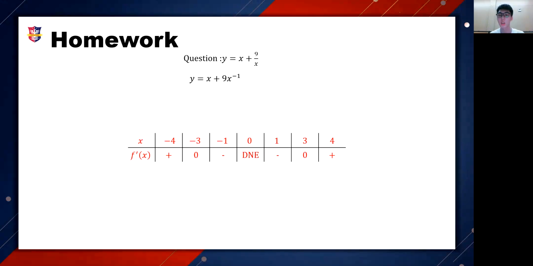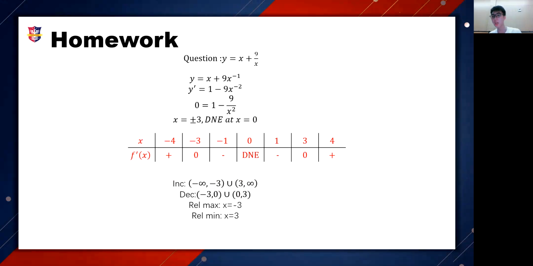Then we solve the entire function, and we got the solutions: x equals positive and negative 3. As a reminder, we cannot ignore that it doesn't exist at x equals 0. So we plug the values into the table, and we got the entire tendency of the graph, like I just showed there. So we got the answer of that.